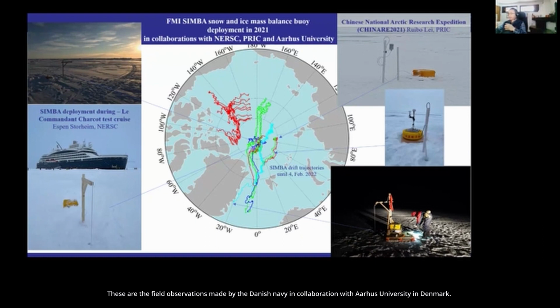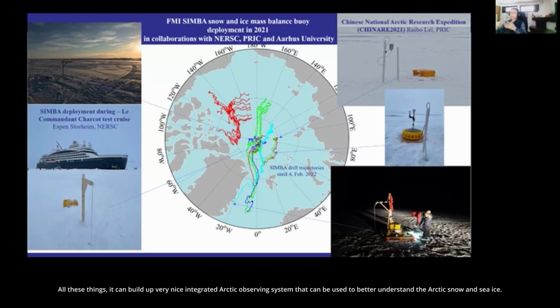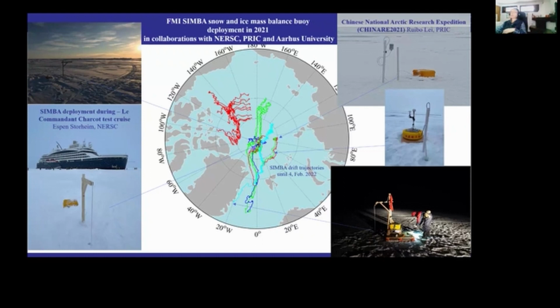these are the field observations made by the Danish Navy in collaboration with Aarhus University in Denmark. They have deployed equipment in the Young Sound, east of the Greenland coast area, to do the measurement. And of course, in China, this Arctic annual expedition program provides many opportunities to deploy a lot of instrumentation. So all these things can build up a very nice integrated Arctic observation system, which can be used to better understand Arctic snow and sea ice.